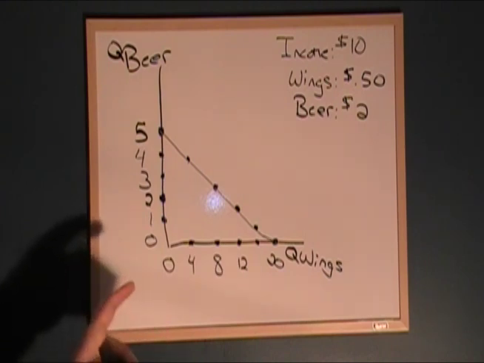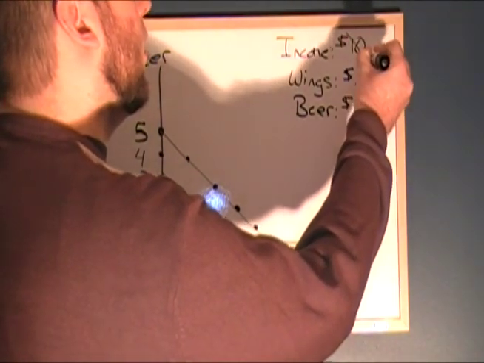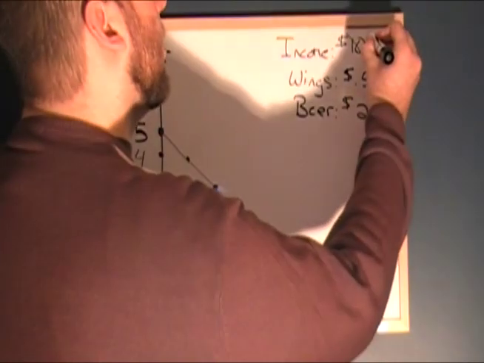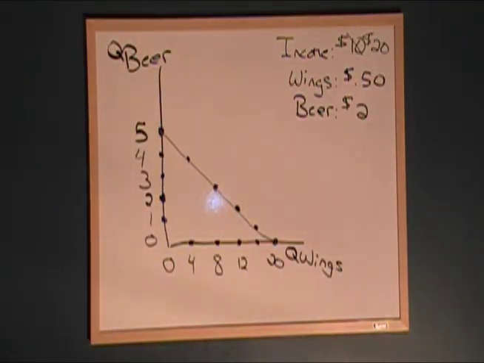that can change the choices that are available to us. We know that income is what constrains us, and we know that it constrains us because wings and beer cost money. So the budget constraint can possibly change. Let's say, for sake of argument, that our income changes on us. And let's say our income has increased from $10 to $20. Is that going to change the different combinations that are available to us?